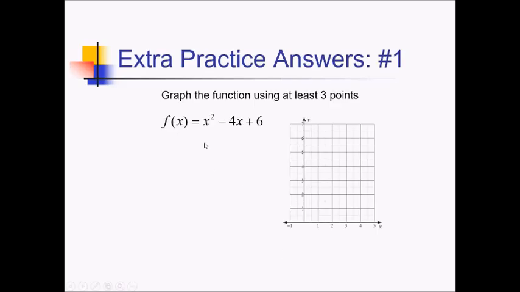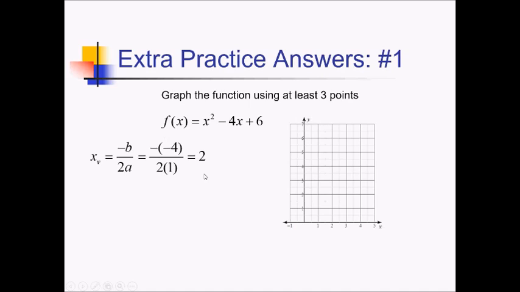To graph this quadratic in standard form, we need to find the vertex first. So that'll be negative b over 2a to get the x value of that vertex. We have a b value of -4. That's the coefficient of x. So we have -4 over 2 times, now the a value is an invisible 1 out in front of that x squared. So this is 4 over 2, which is 2.